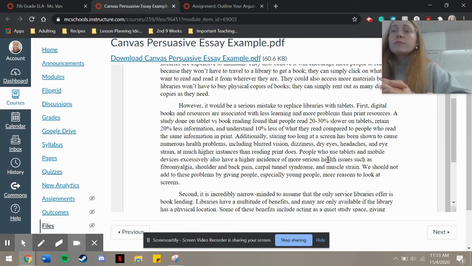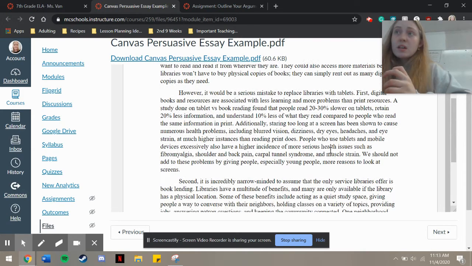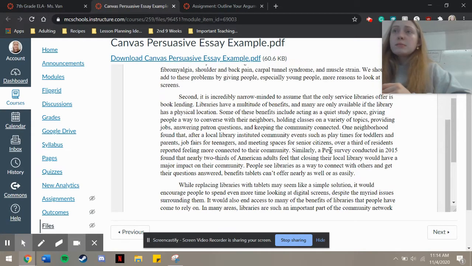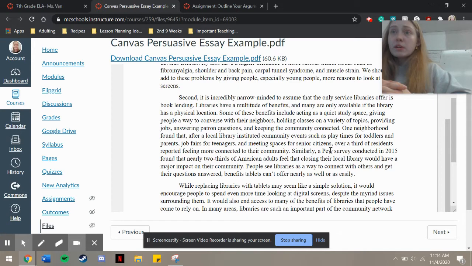So this author here has presented multiple evidences or multiple things to support their opinion and given multiple reasons why. And they've explained all of those. All right, they're about to explain a second. Secondly, it is incredibly narrow-minded to assume that the only services libraries offer is book lending.